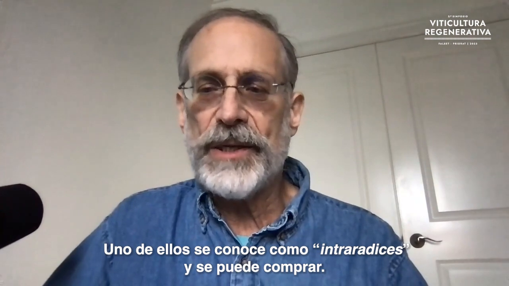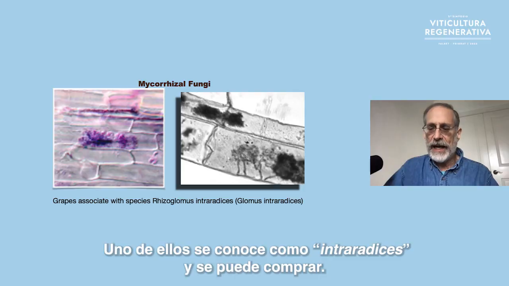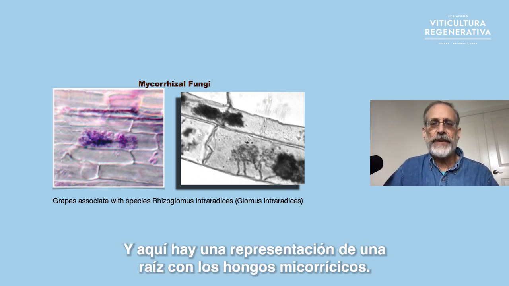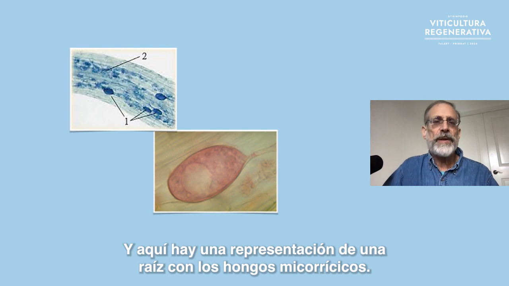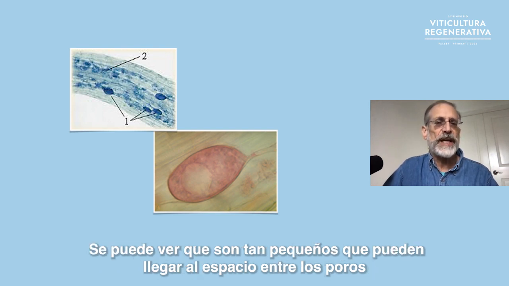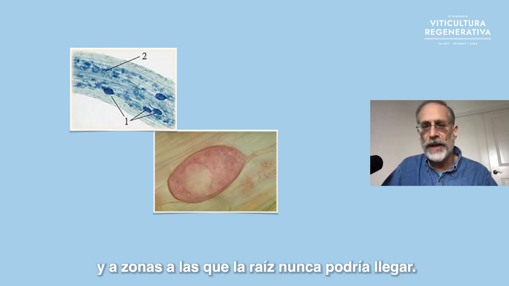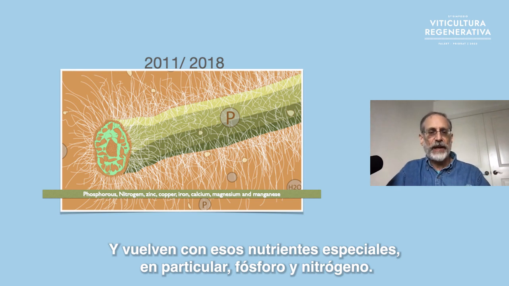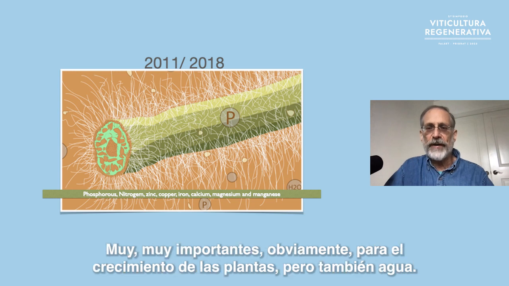One of them is known as Interracetes, and it's available commercially. Here are those vesicles on the inside where the transfer takes place. And here is a depiction of a root with the mycorrhizal fungi. And you can see they're so small that they're able to reach in between pores and areas where the root could never get in. And they bring back these particular nutrients, and in particular, phosphorus and nitrogen. Very, very important, obviously, for plant growth, but also water.